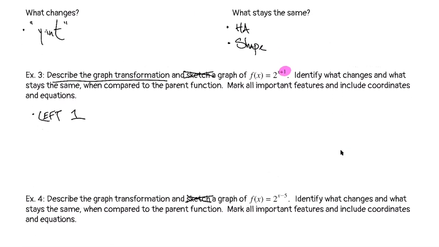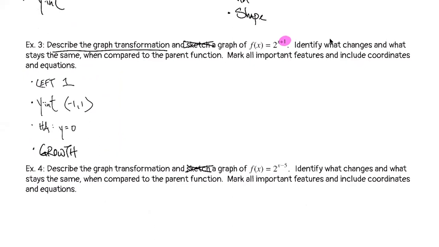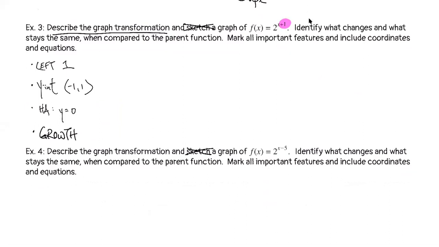What changes and what stays the same? That means that my y-intercept changes, but let's be specific here. It was at (0, 1). What is the new quote unquote y-intercept? (-1, 1). Great. So we can say a y-intercept of (-1, 1). Perfect. And our horizontal asymptote at y = 0, because that doesn't change. And one last thing, is this a growth or a decay function? It is a growth one, exactly. All right, and again, for the sake of time, we're not going to graph it right now, but I'll let you graph that later if you want to.